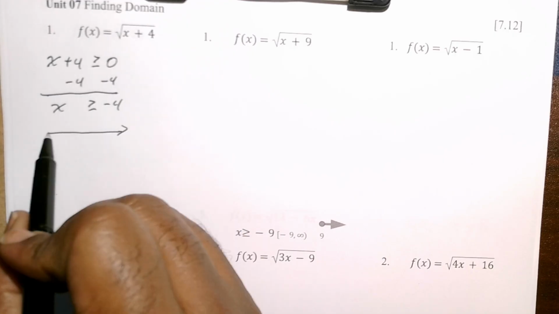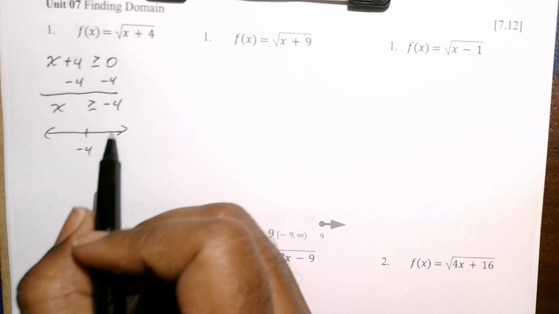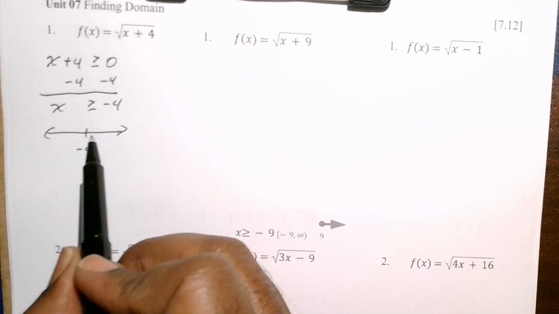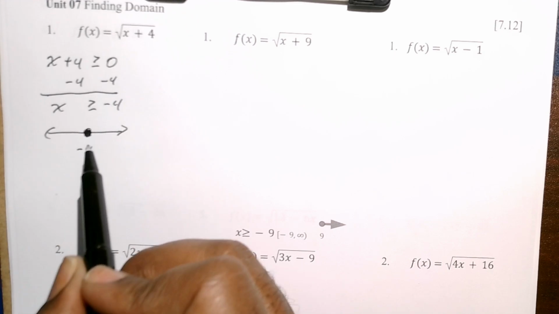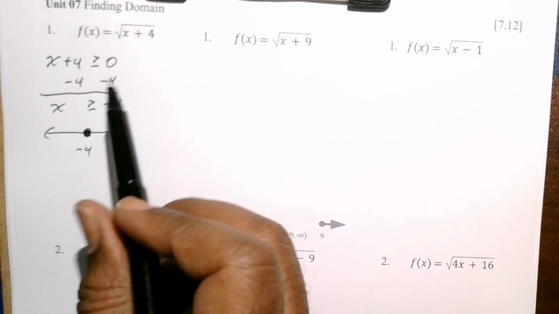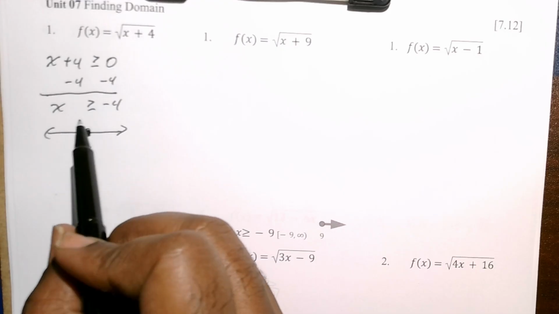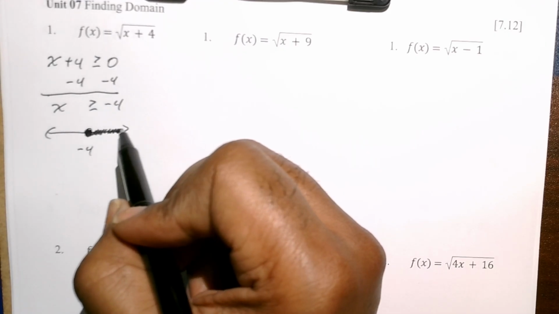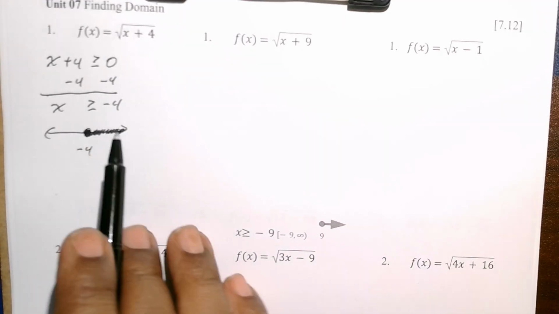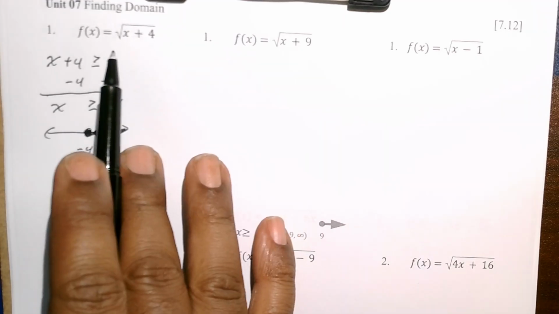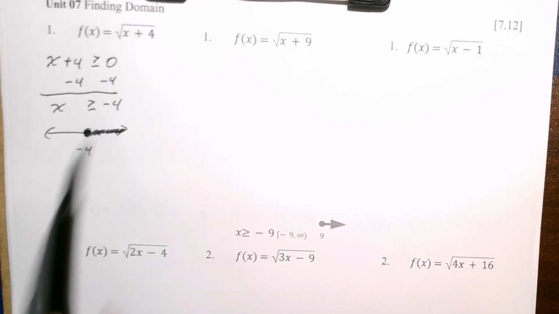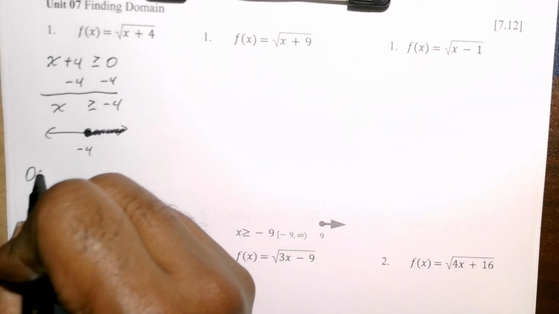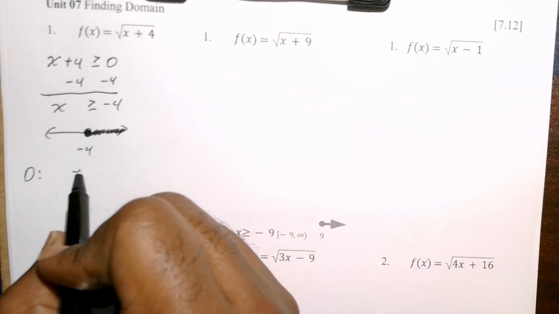Here's a number line. There's negative 4. And since it can be equal, we're going to make a solid dot. That means negative 4 can be used in the original equation. And greater than negative 4 means all the numbers to the right here. So these are all the numbers that can be used with this equation right here, or possible numbers, which makes it the domain.